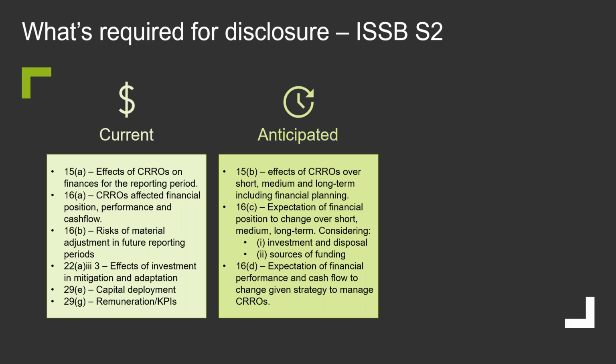So firstly, any plans of investment and disposal. Lots of organizations are disclosing that we anticipate, for example, that you may have to commit a certain amount of financial assets to decarbonize across your emissions, for example. The next one is sources of funding.